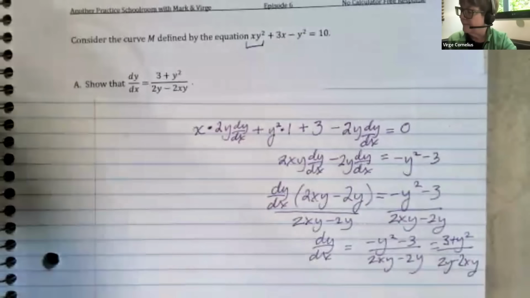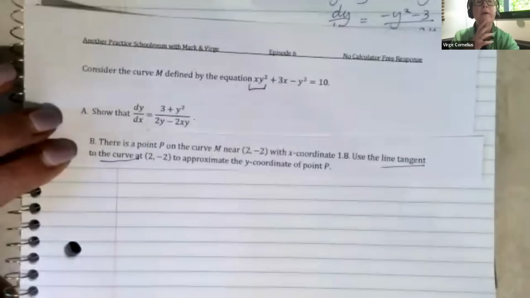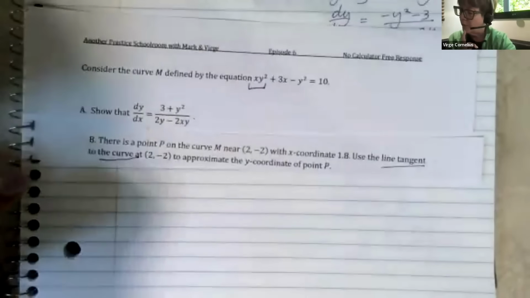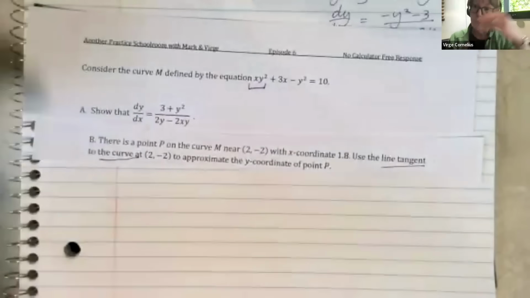Yes, I agree. Okay. The next thing we need to do, and I like to slice and dice my FRQ prompts, is we're told that there's a point P on the curve near (2, -2) with x coordinate 1.8. Use the line tangent to the curve at that point. So we're going to have to write an equation of a tangent line to approximate the y coordinate of point P. To write the equation of a tangent line, we need two things. What are they, Mark? A point and a slope.